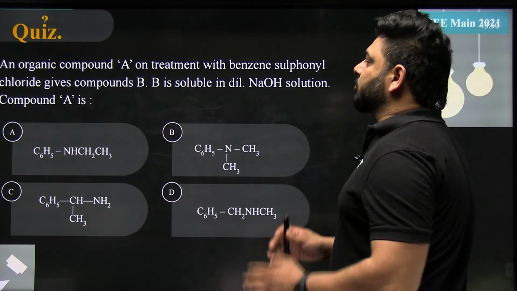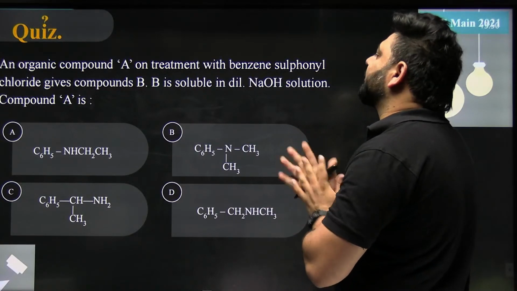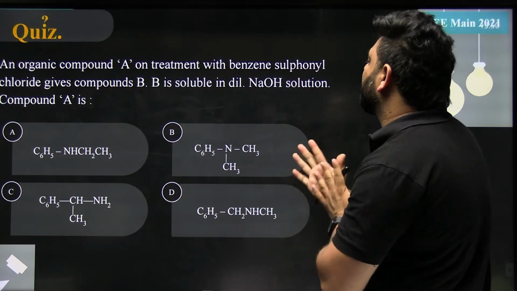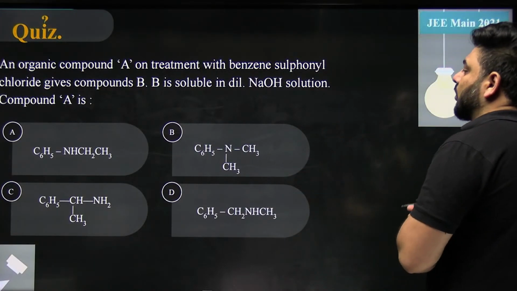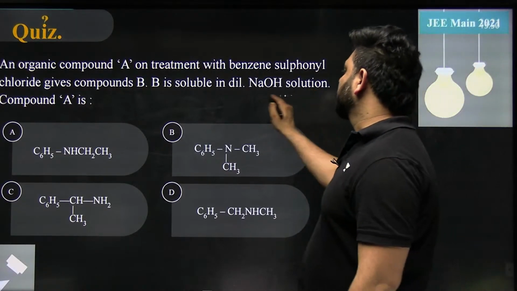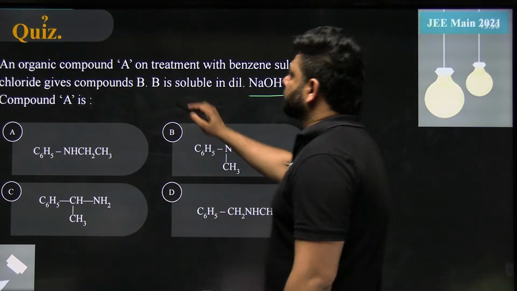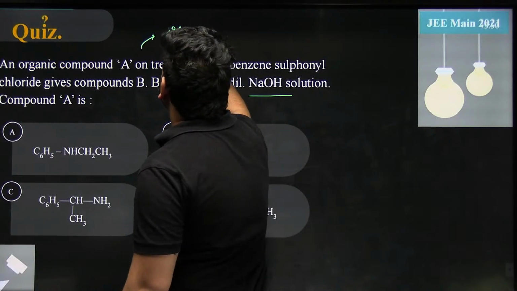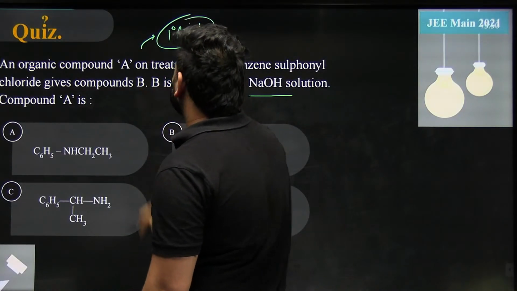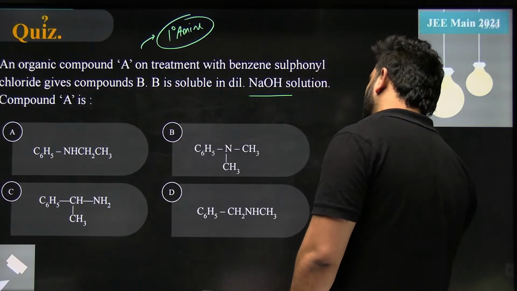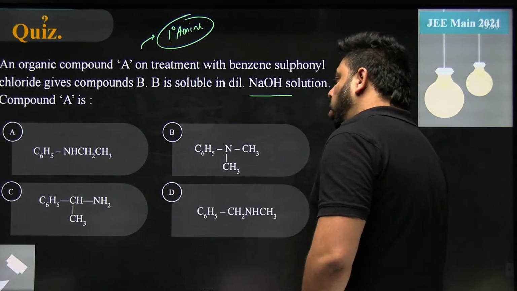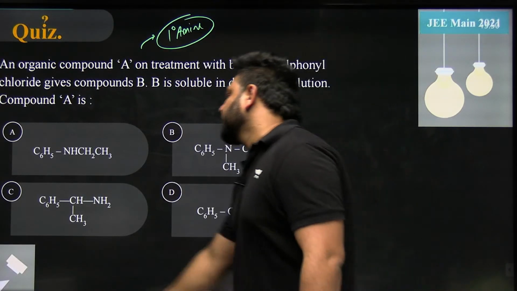We have the next question here. Organic compound A treated with benzene sulfonyl chloride gives B, which is soluble in NaOH. So A should be what? 1 degree amine, because it is soluble. So where can you find 1 degree? Okay, here it is 1 degree. C.